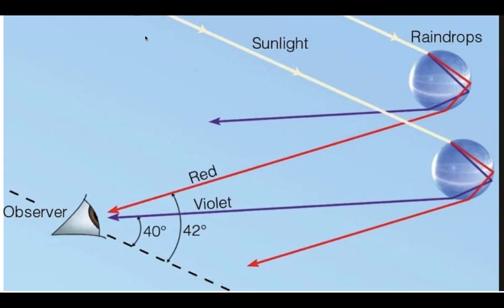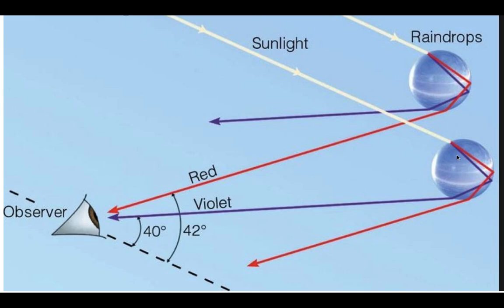The sun has to be behind your head, so the sun is over your head shining. Some sunlight hits a raindrop, and the red light is refracted at an angle like this, and that red light goes straight to your eye. But the violet light and the other colors are bent slightly more, and they end up going over your head. So in this region of the sky, you see a very faint red glow.